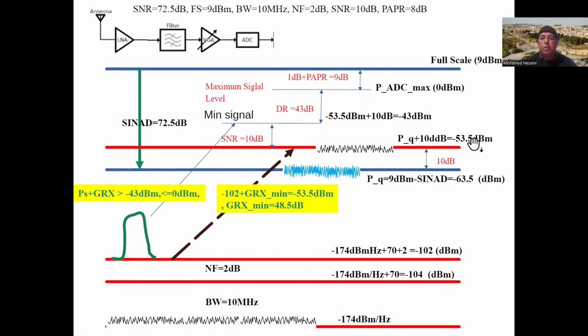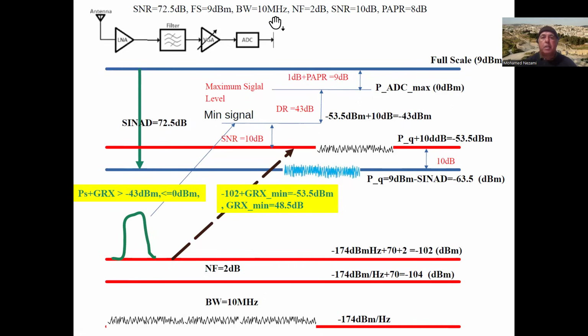So to do this, what that means is that the total amplification in the front end is as follows. Now, I start out at minus 174 dBm per hertz, that's the noise spectral density. In 10 megahertz, I'm raised to minus 104 dBm.